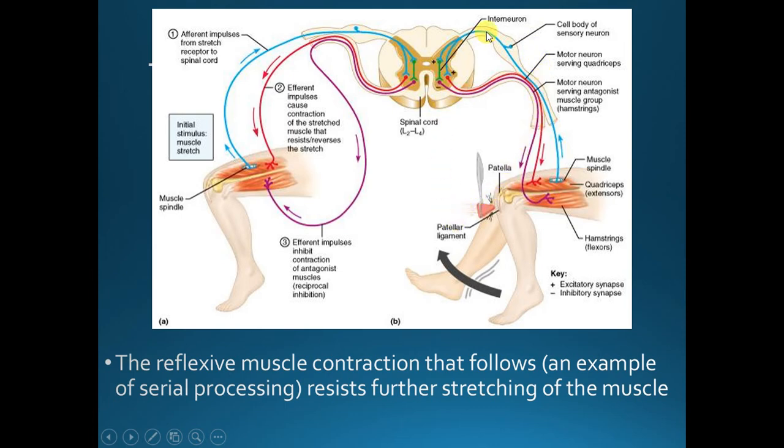And the interneuron, in this figure, the interneuron, the cell body of sensory neurons in the dorsal root, is stimulated by the impulse from the muscle spindles from the extensors, to the motor neuron serving antagonist muscle groups, and to the dorsal root of the spinal cord, and from the ventral root of the spinal cord, the motor neuron serving the quadriceps and another motor neuron serving the antagonist muscle group.